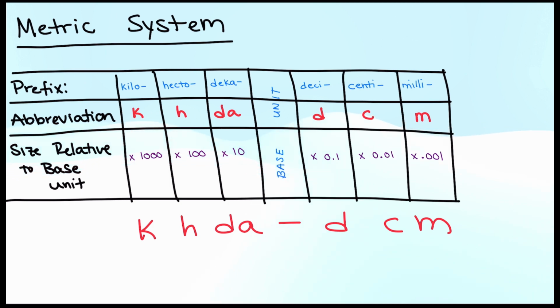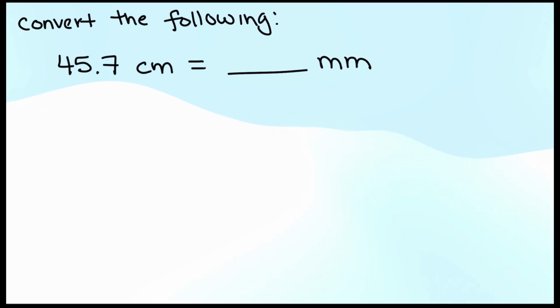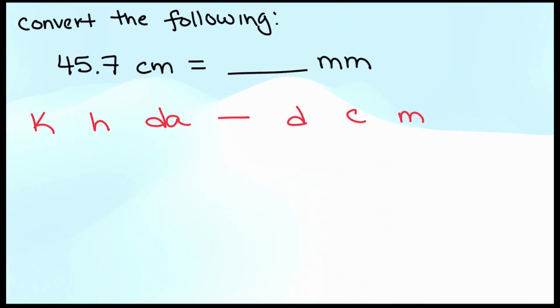And if you write down your metric prefixes, all of them in this order, then we can do our conversion by simply counting how far is one prefix to the other, and that actually tells us how much to move the decimal. So for example, if I want to convert 45.7 centimeters into millimeters, one method we can use is we can jot down those metric prefixes in order: K, H, DA, base unit, D, C, M.